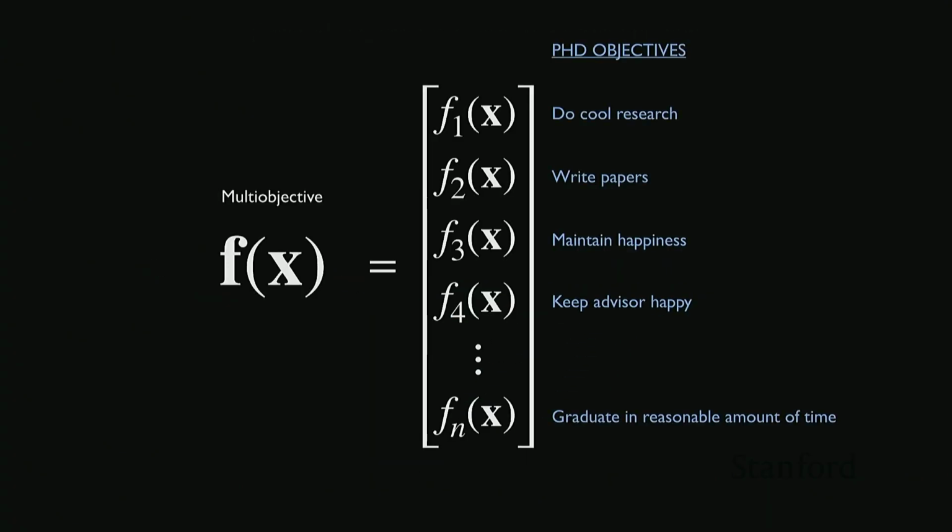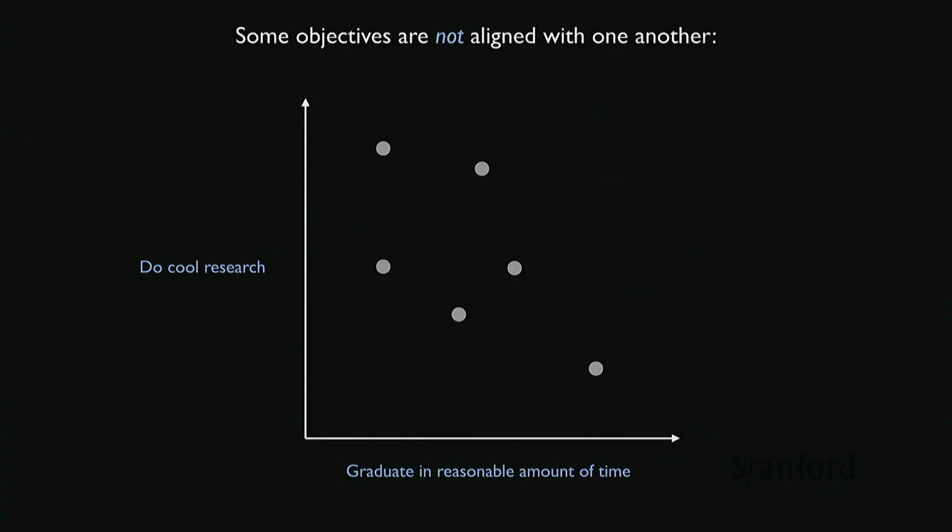But there might be some objectives that are misaligned. So, for example, doing cool research and graduating in a reasonable amount of time. Typically it takes time to do cool research, and so there's only so much cool research you can get done and still graduate with your PhD. So in this case, there might be some points where, the more cool research that we do, the less reasonable the amount of time it takes us to graduate. So more reasonable would be in this direction, if that wasn't clear.